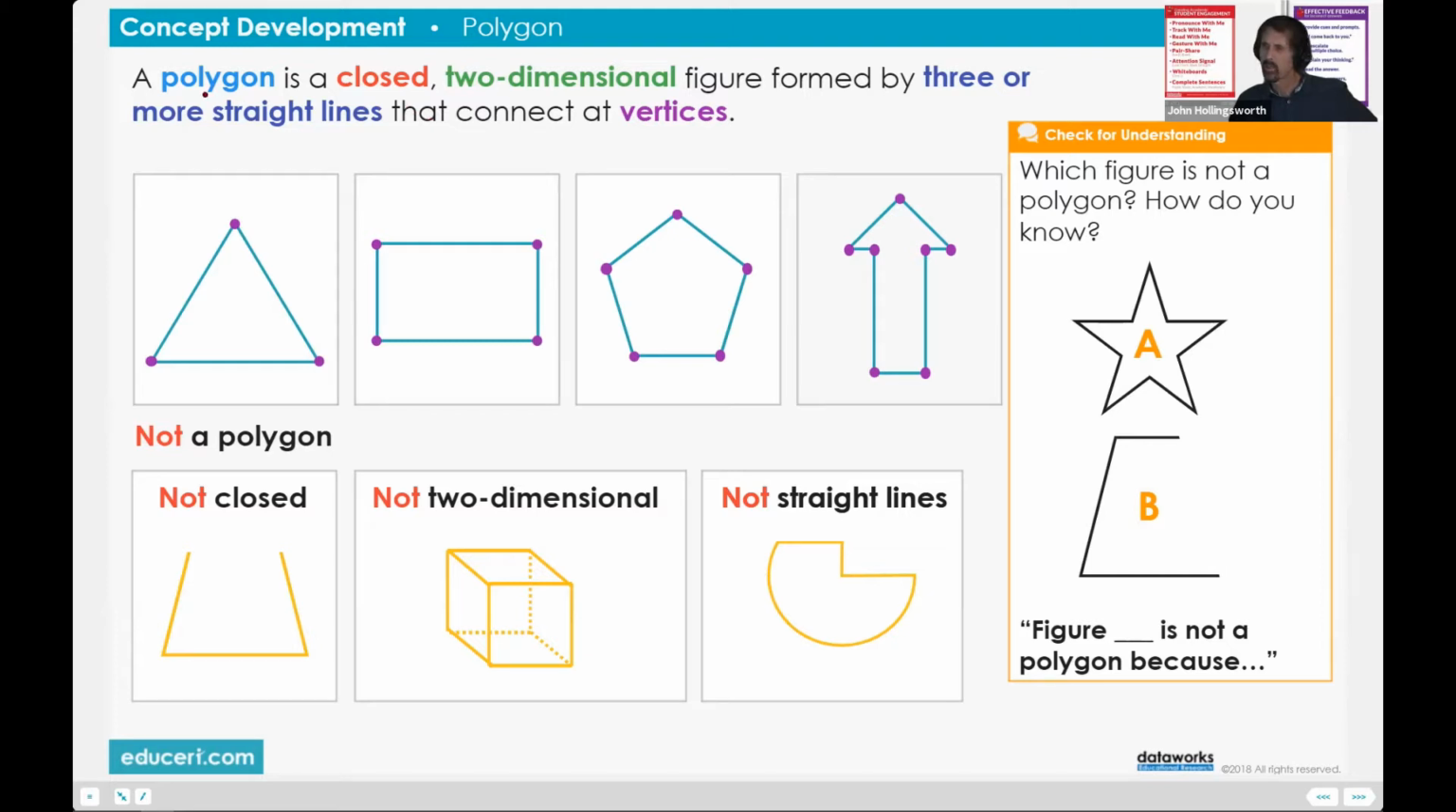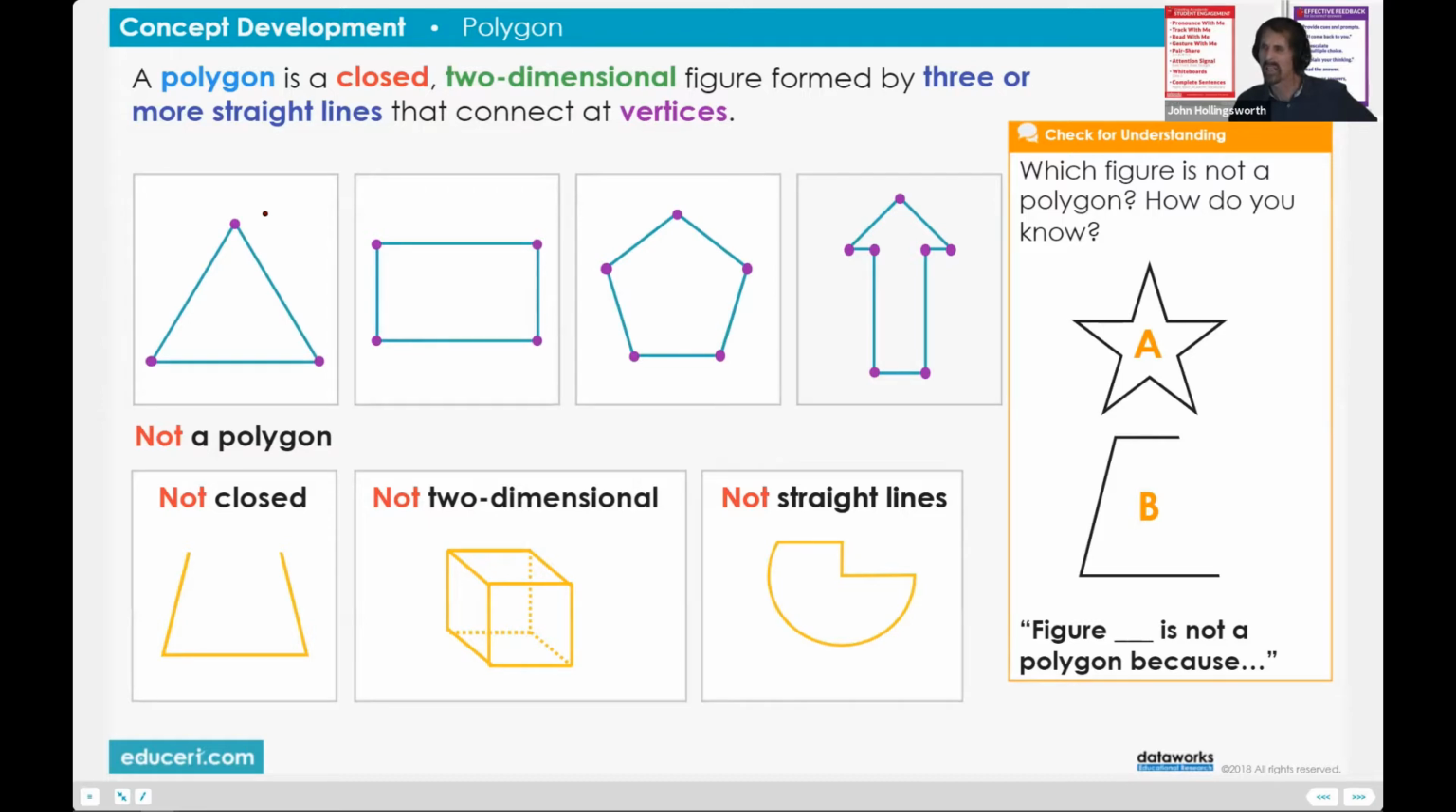Okay, look up here, Joel. A polygon is a closed two-dimensional figure. Your turn, read. A polygon is a closed two-dimensional figure. All right, let me read the next part and then you read after me. Formed by three or more straight lines. Your turn. Formed by three or more straight lines that connect at vertices. Okay, now my job as a teacher is to show you what this means.